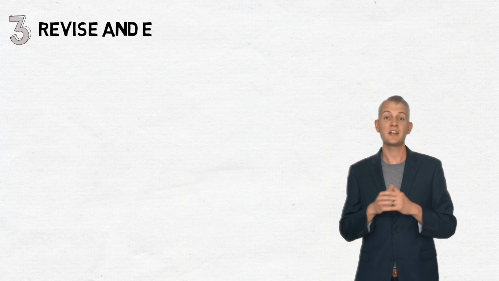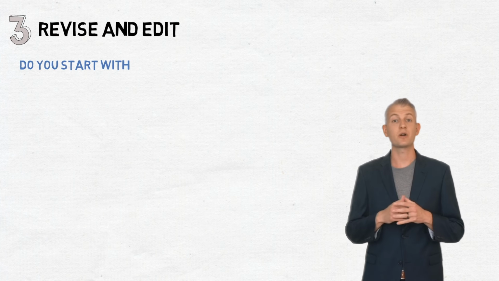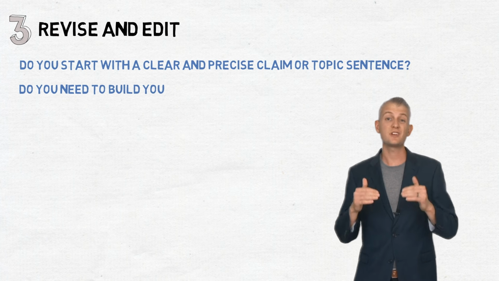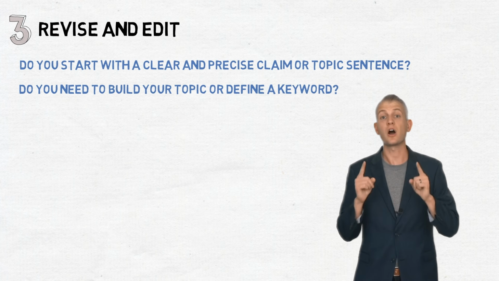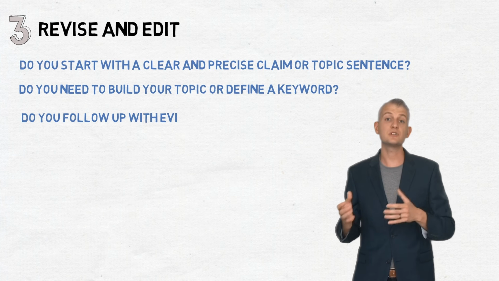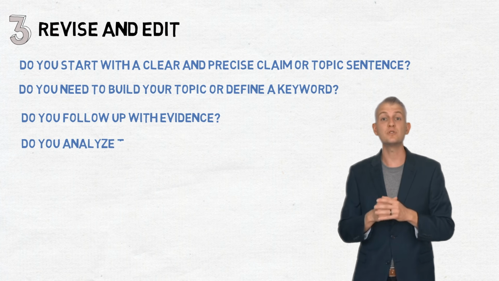Next, revise and edit your organization by asking yourself these questions. Do you start your paragraph off with a clear topic sentence or claim? Are there ways you need to further build and explain your argument? Are there any words you need to define and make clear for the reader? Are you able to use evidence to back up your idea? And then do you explain how that evidence proves your main idea?